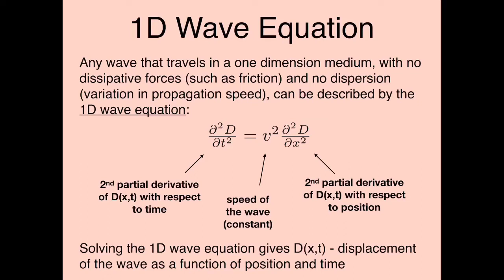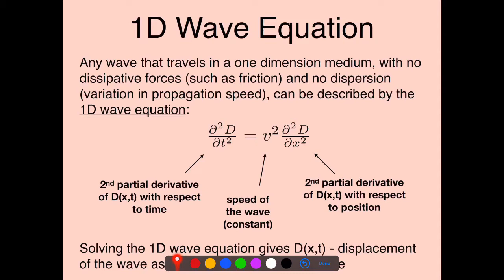This is an equation that describes a wave traveling in one dimension with no dissipative forces. Remember, dissipative forces are things like friction that take away the energy of the wave and convert it to internal energy. So when we use this equation, we're assuming that there's no dissipation. We're also assuming there's no dispersion. Remember, dispersion is when different parts of the wave move at different speeds. So we're assuming there's no variation in the speed of propagation. There's just one speed, and that's it. As long as all that is true, we can use the 1D wave equation, which is shown here.